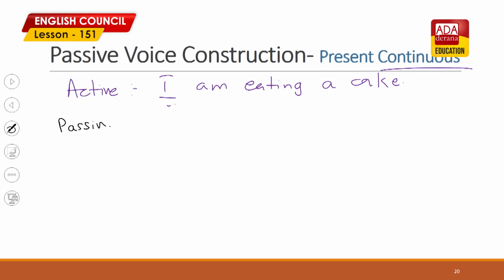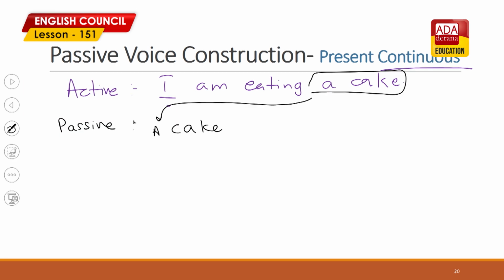What? You start the sentence with your object. A cake. Oops. Give me a second. Always remember it's verb past participle. As I've stressed on this point a lot, I have done it a lot. So a cake, eaten.